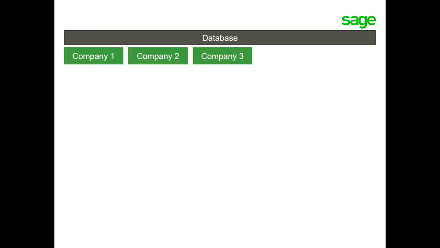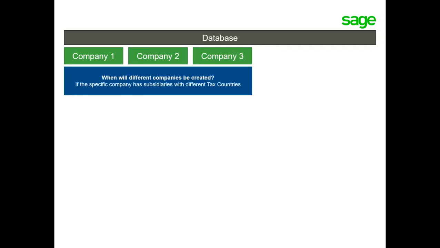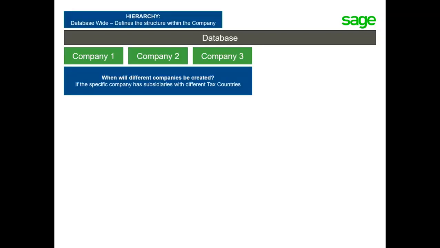The Sage 300 People Big Picture is an overview of how the whole system is compiled. Information in the Sage 300 People system is stored in a database. Different companies can be set up in the Sage 300 People system, for example, to accommodate different countries. The hierarchy structure is database-wide. This defines a structure within a company such as departments, branches, and so on. Parameter codes such as job titles and job grades are also database-wide. This means they will be available in any company in the database.